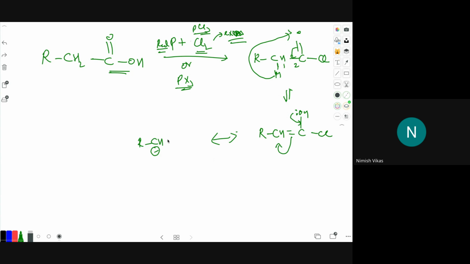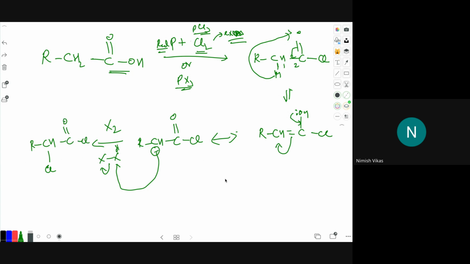RCH negative, COCl. Now this will react with X2. It will form as what? X-X. Negative will come over here, partial positive. This will leave, and you will get what? RCH, this was Cl only, X, COCl.